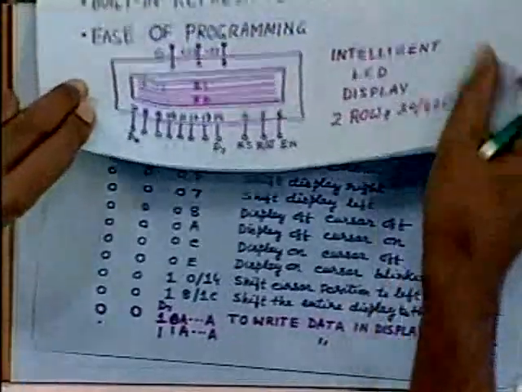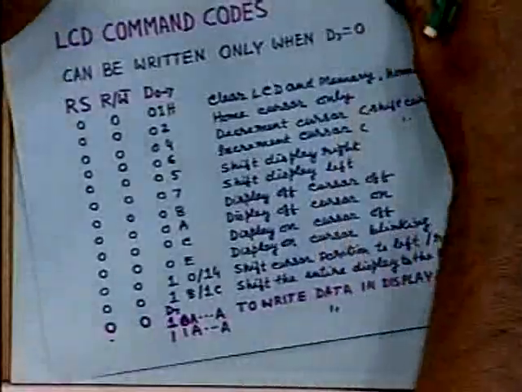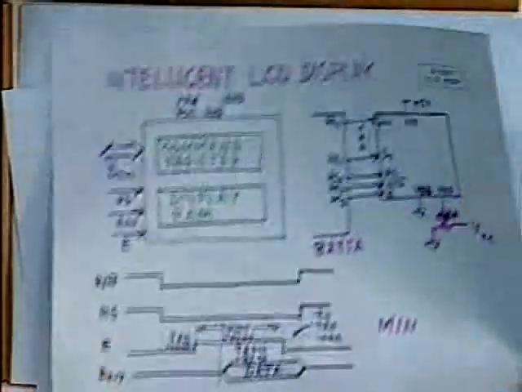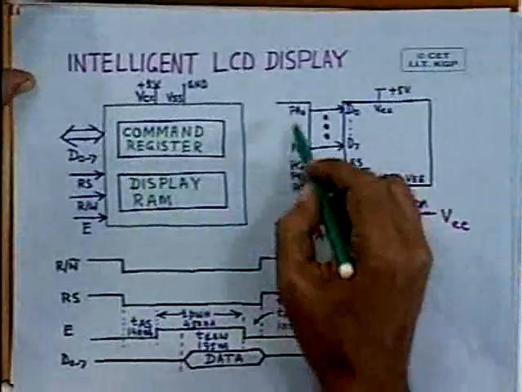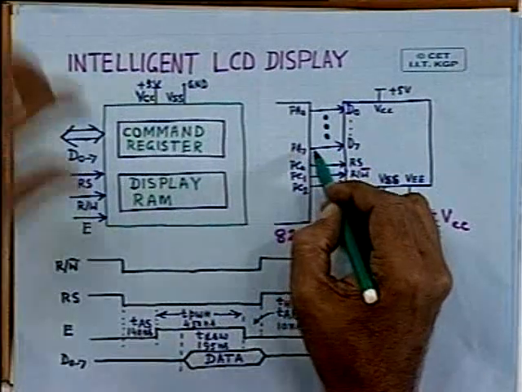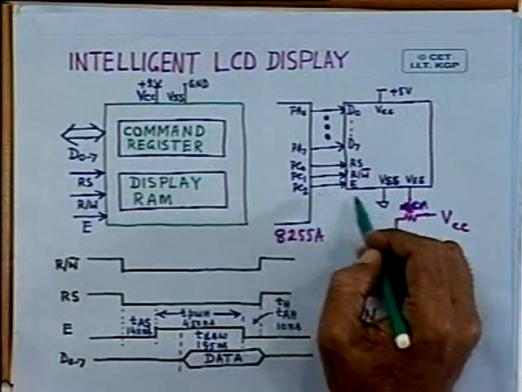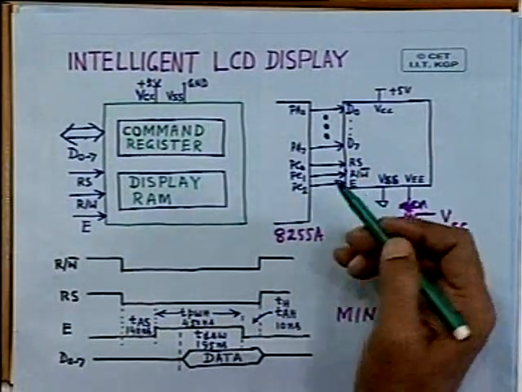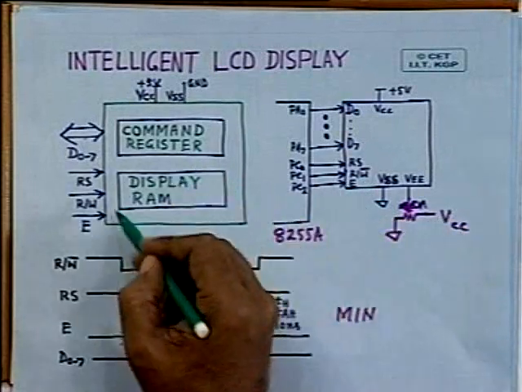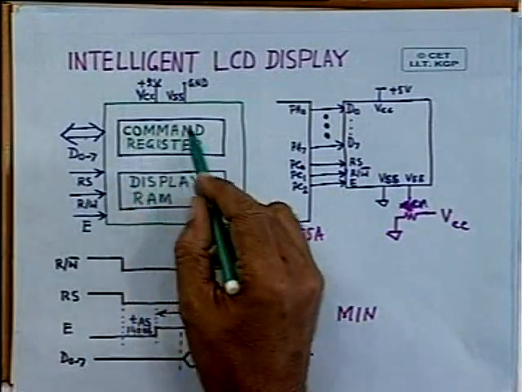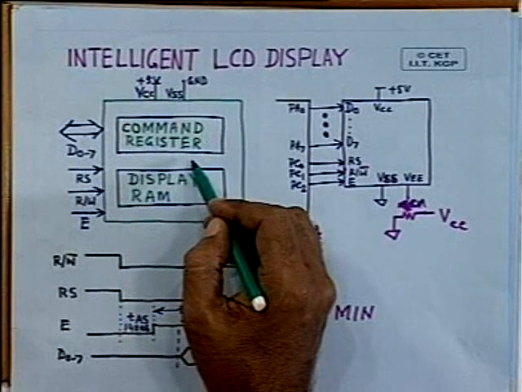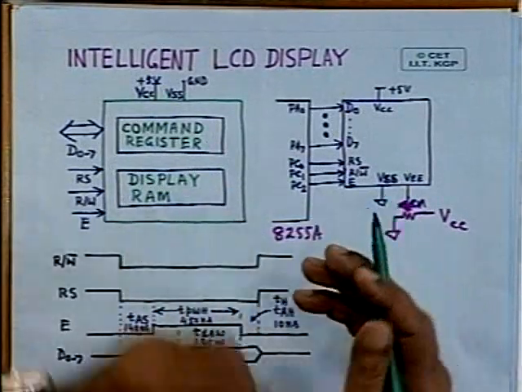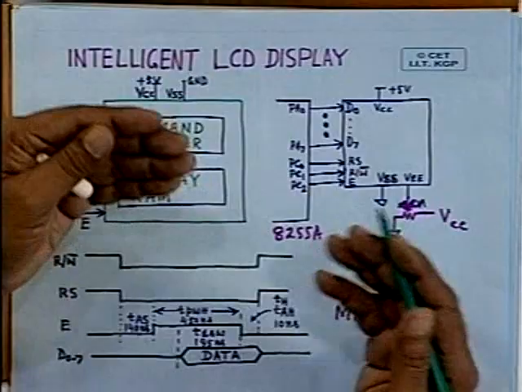So you can see the interfacing is very easy. By using one port and a few lines of port C, you can do the interfacing and write the display RAM with the help of a suitable command register. Once it is done, it will keep on displaying, and all the refreshing and everything will take place automatically. The microprocessor will remain free.